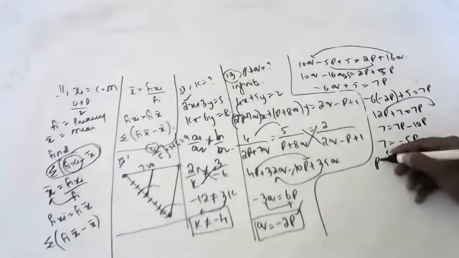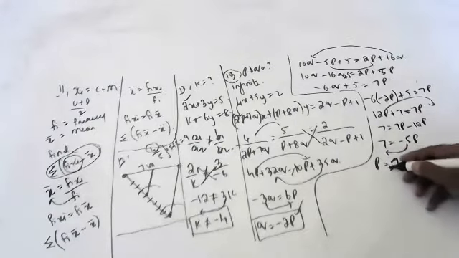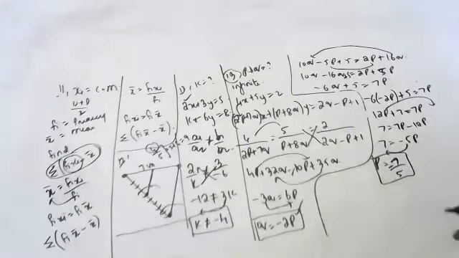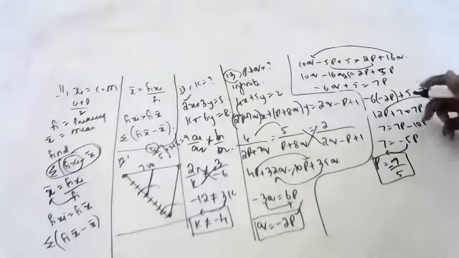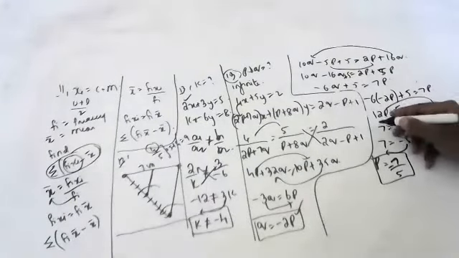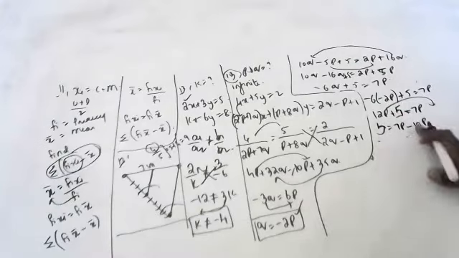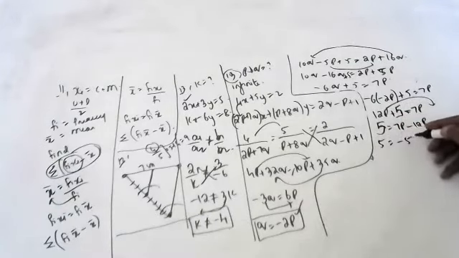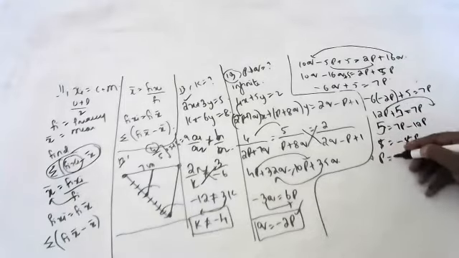This goes here. So how much is p, children? p is equal to minus 7 by 5. Sir, it's not 7, it's 5. Okay, this is 5. So 5 is equal to minus 5p. This one, p is equal to minus 1.